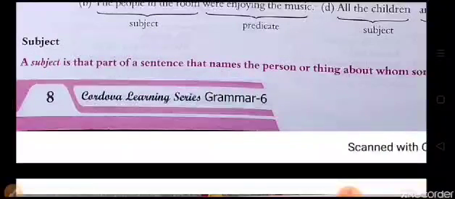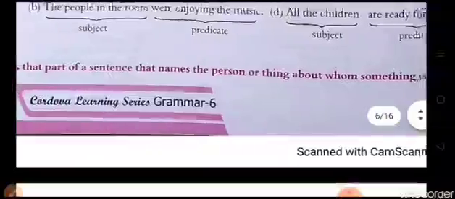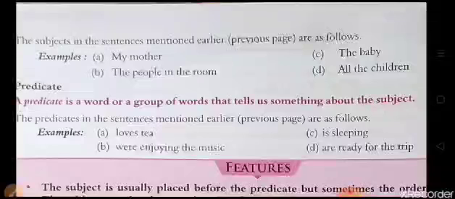Now let's move to your book. The definition of the subject is also given. A subject is that part of the sentence that names the person or thing about whom something is said. The subjects in the sentences mentioned on the previous page are as follows. Example, my mother, the people in the room, the baby, all the children.